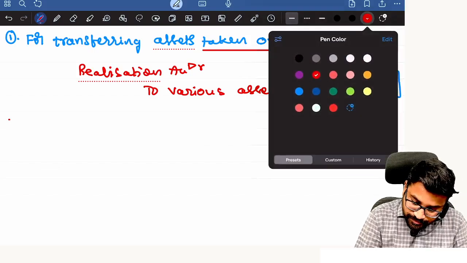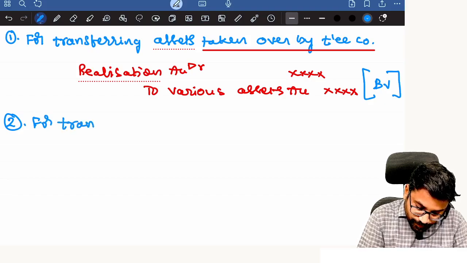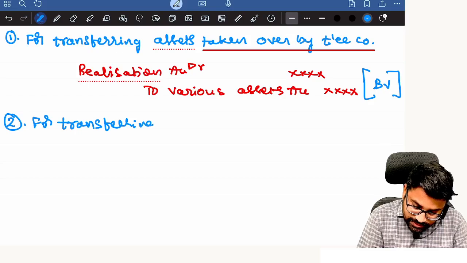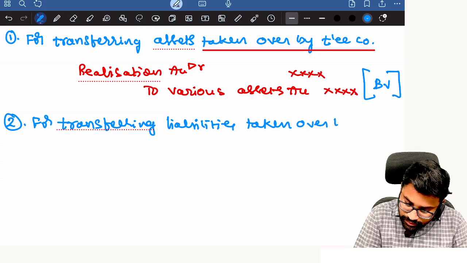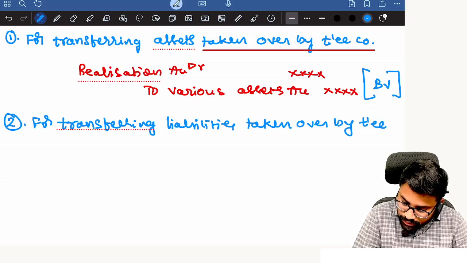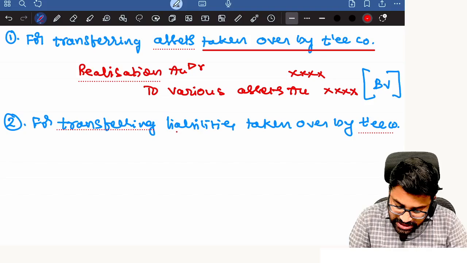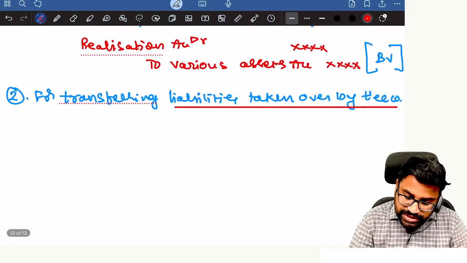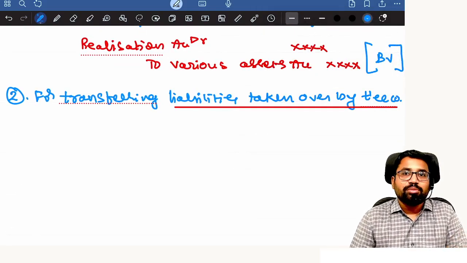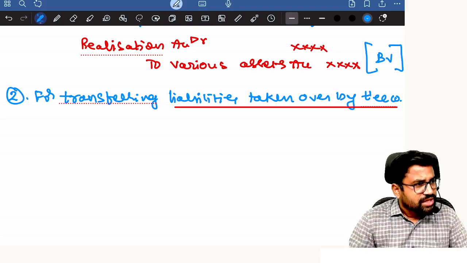Second, for transferring liabilities taken over by transferee company. Sir, similar to assets, liabilities of transferor company taken by transferee company. So what are all the liabilities taken over? Close them in your books. Because see, they are your liabilities, your assets, but taken by transferee. Once they have taken over from your books, you need to close them. That is what we are doing.